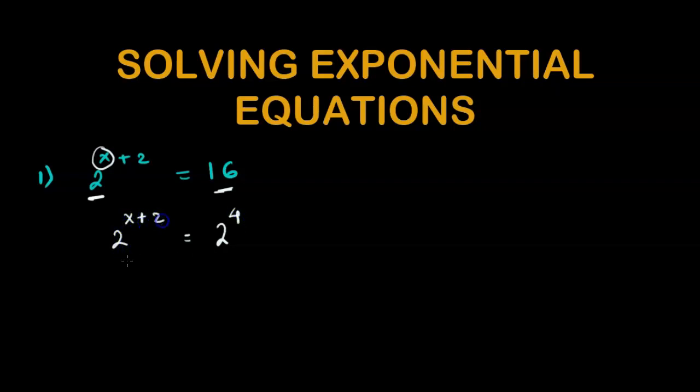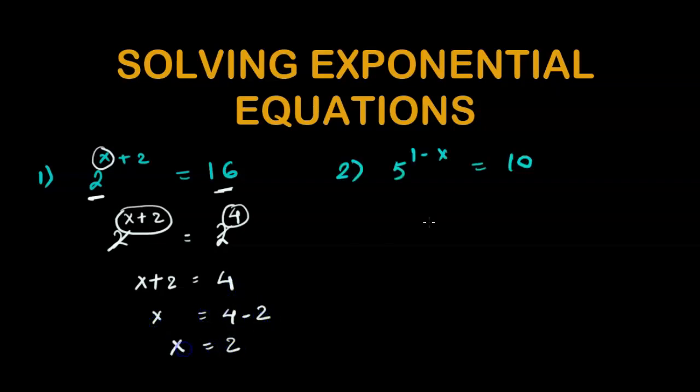of x plus 2. As soon as we get the two bases common, we can cancel them out and now we can just equate the powers. So we would have x plus 2 equal to 4. And that would give us x equal to 4 minus 2, that is 2. Let's take up another example.